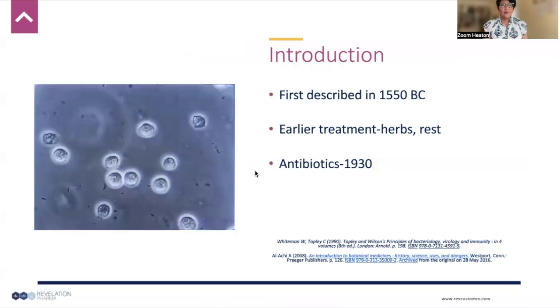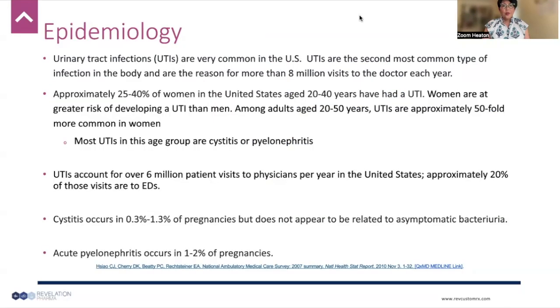So urinary tract infections have been described since ancient times with the documented description in the Ebers Papyrus dated back to 1550 BC, and it was described by the Egyptians as sending forth heat from the bladder. Effective treatment did not occur until the development and availability of antibiotics in the 1930s, before which time herbs, bloodletting, and rest were recommended. So UTIs are very common in the US, and they are the second most common type of infection in the body. And they're also the reason for more than 8 million visits to the doctor each year.